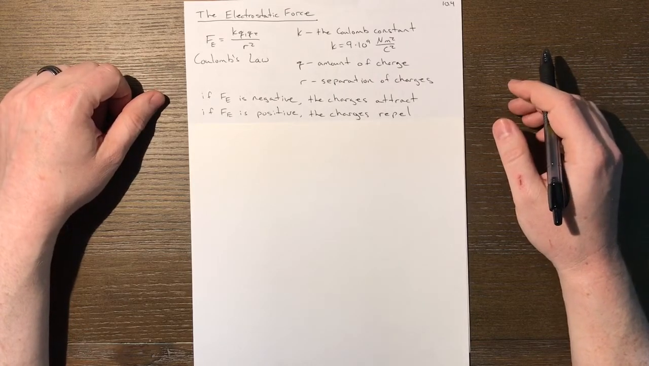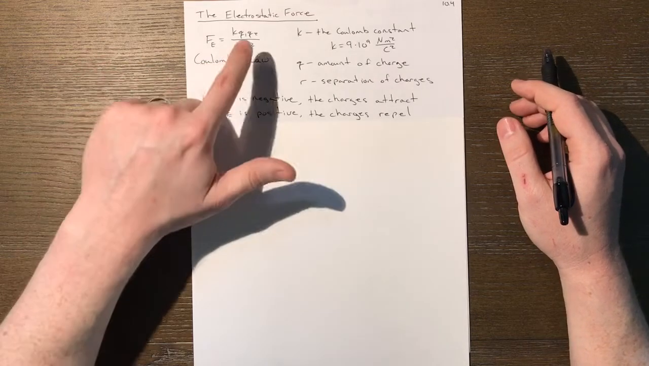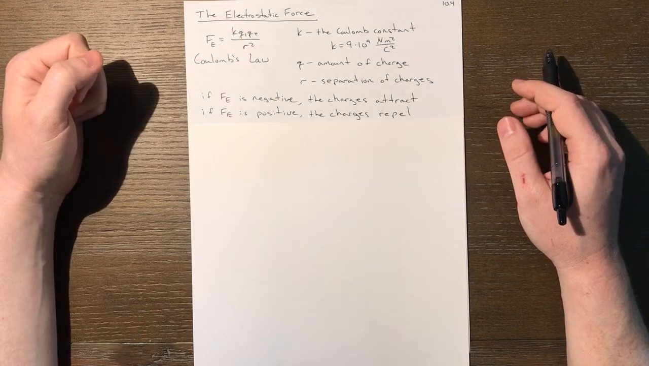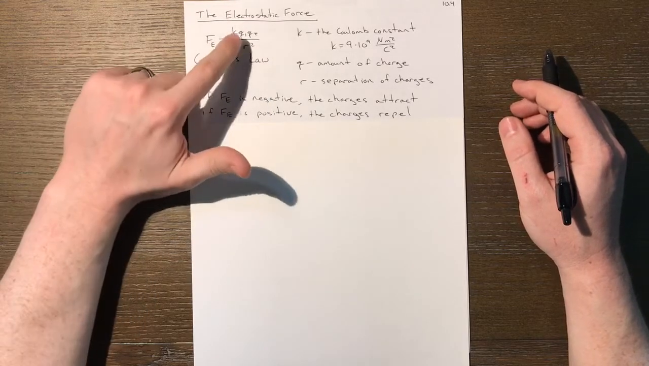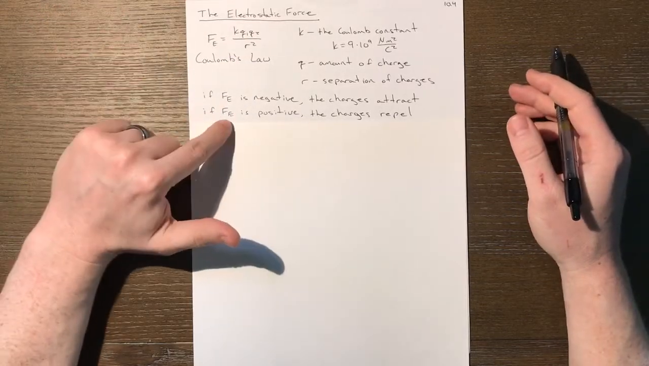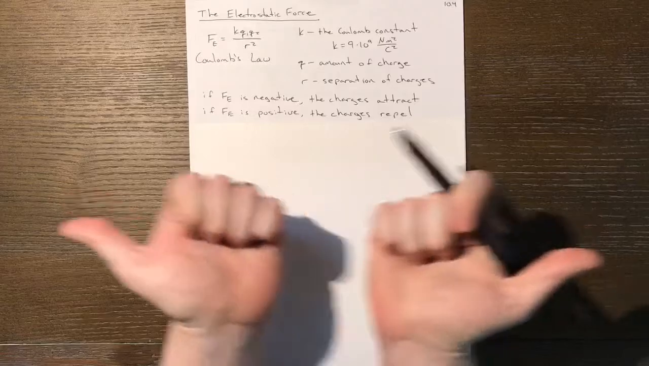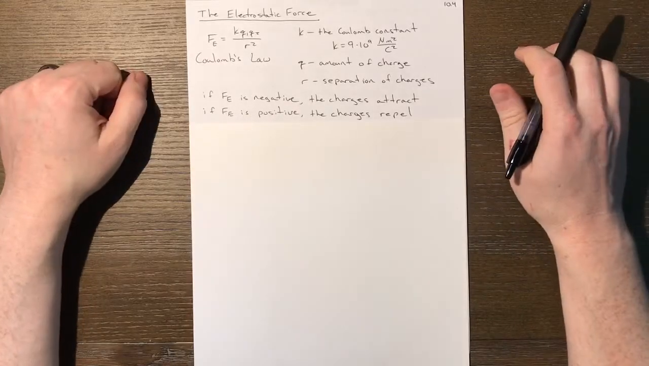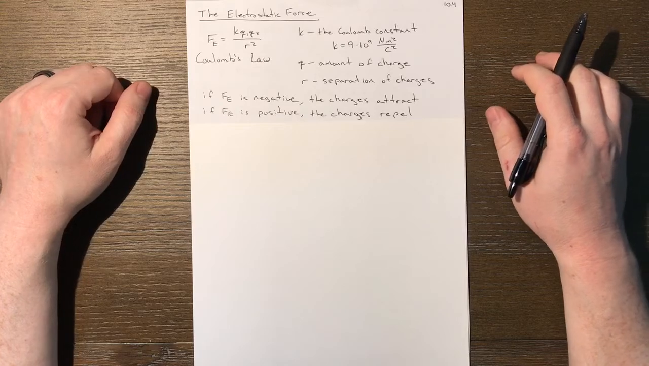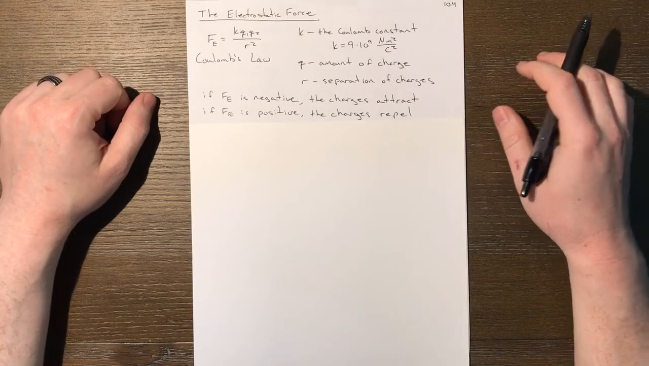this equation. Similarly, if we had two positive charges, a positive times a positive is positive, or if we had two negative charges, a negative times a negative is also positive. So if the force is positive, the charges are repelling. They're pushing each other away because they're either both positive or both negative.